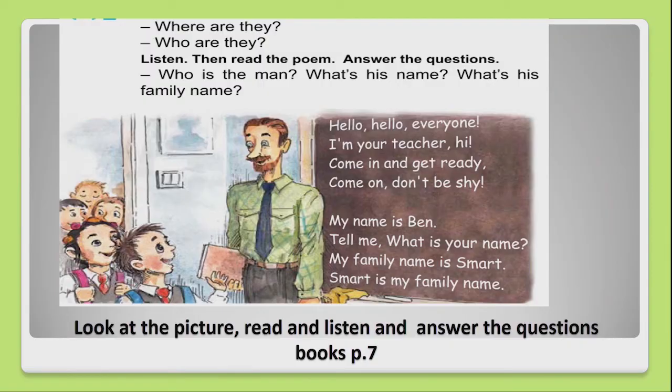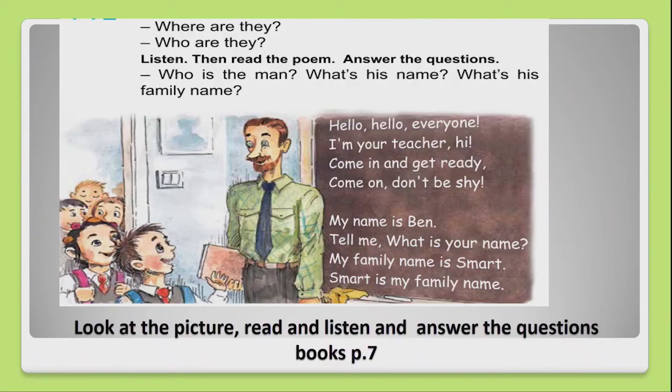Well, who is the man? Yes, he is a teacher. What's his name? His name's Ben. What's his family name? Right, his family name is Smart. Good job. Okay, children, how do you say your name? How do you say your family name? You say, my name is. My family name is. Now say your name to your friends.